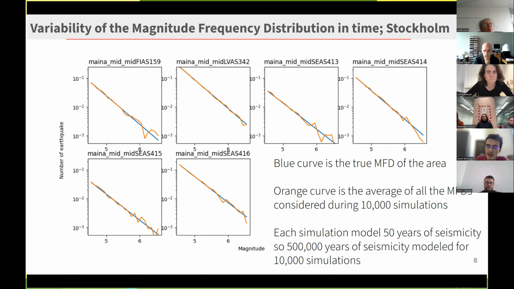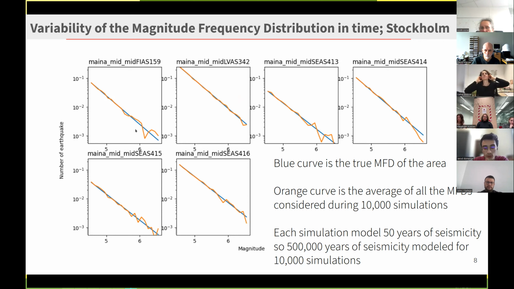Because I said that for every simulation, you will not have the same number of ruptures. So in this case, in blue, you have the magnitude frequency distribution for the area. This is the sixth area of Stockholm. So in blue, you have the magnitude frequency distribution for this area, the 159, for this one, for this one, for this one. And as you can see, the magnitude frequency distribution is not the same because the seismicity is not the same in every region.